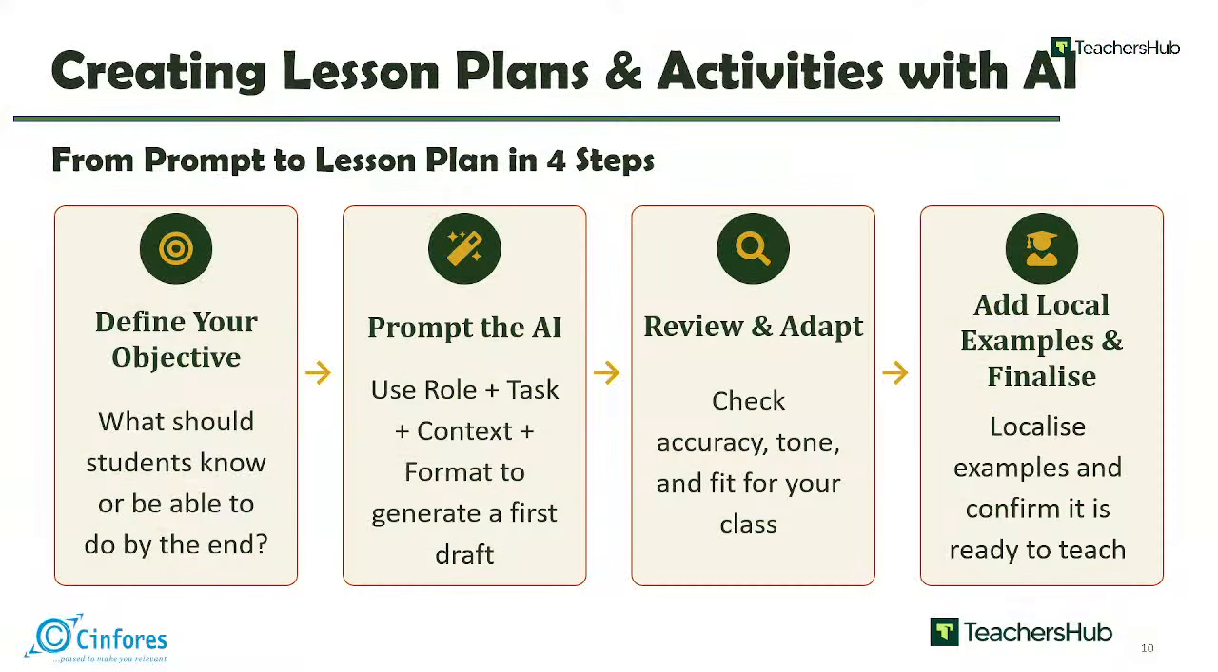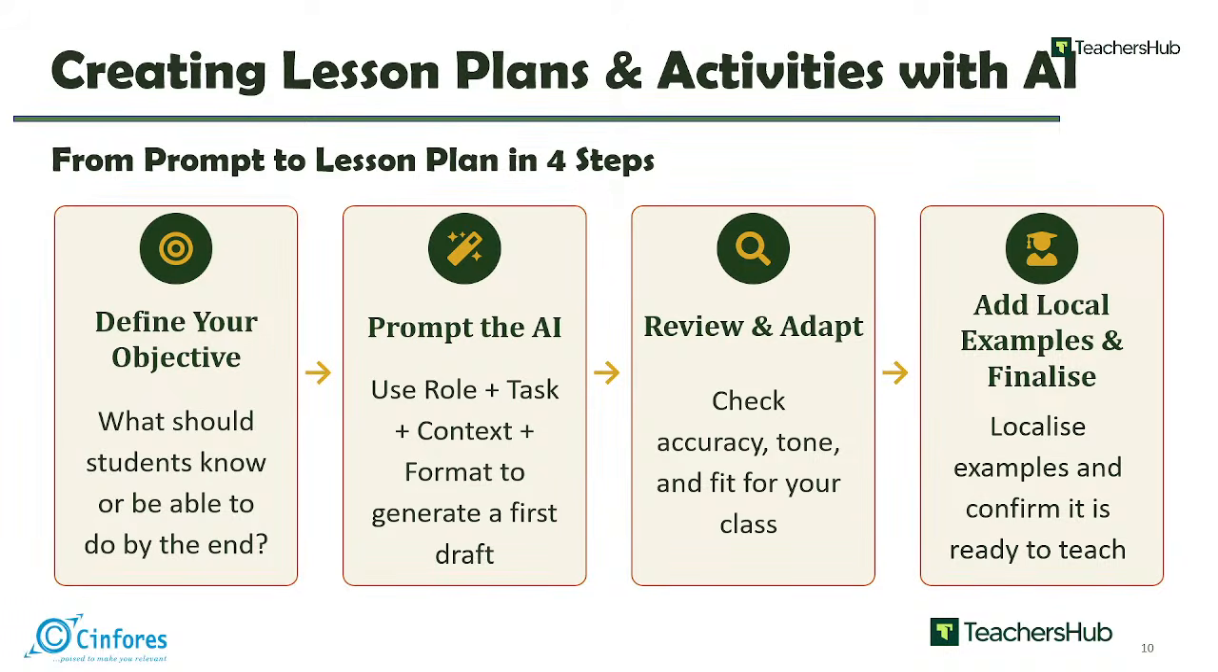So let's move forward to creating lesson plans and activities with AI. Now we've learned how to create a strong prompt. So how do we move from using that prompt to a lesson plan at the end of the day? We're looking at 4 steps. Firstly, define your objective. At the end of the day, what should my students know? What will they be able to do at the end of the lesson? You understand?